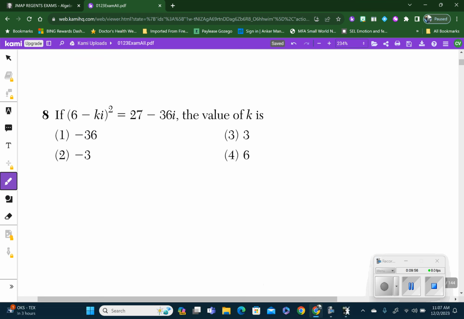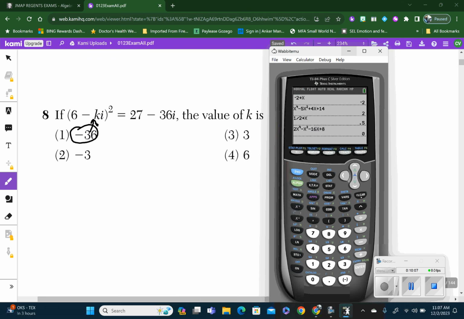So this is a calculator question, you could take each of these numbers, right? Plug this in for k and see if it gives you 27 minus 36i. So this is what I mean, right? I go parentheses 6 minus, and instead of my k here, I'm going to put in negative 36, close that parentheses, hit i, which is second decimal point, close the parentheses and square it, and I hit enter. So I get this number right here, and if I do 27 minus 36i and hit enter, if I get exactly the same thing, then that is going to be my answer.